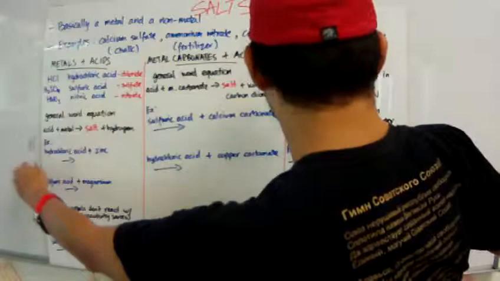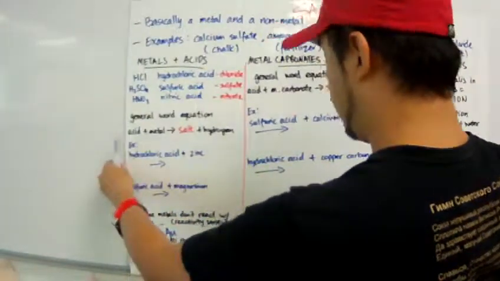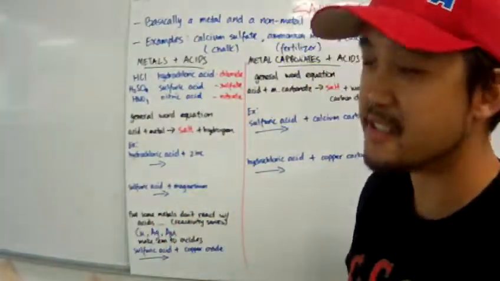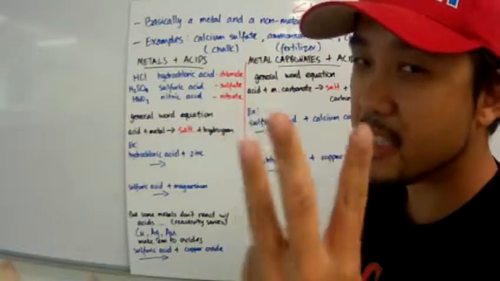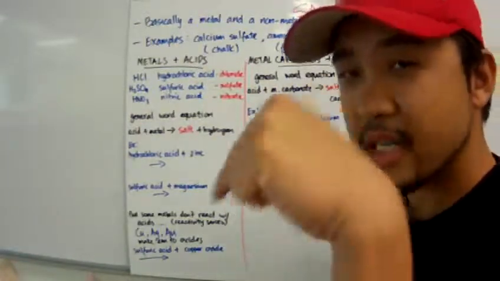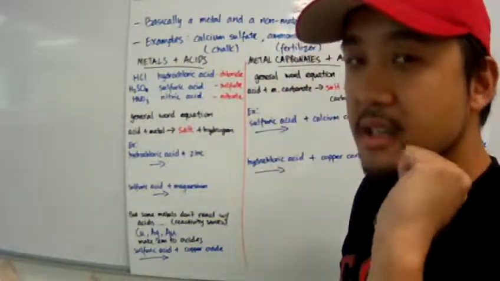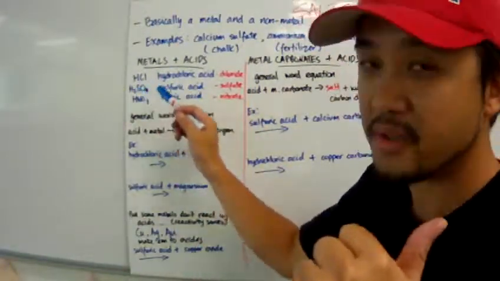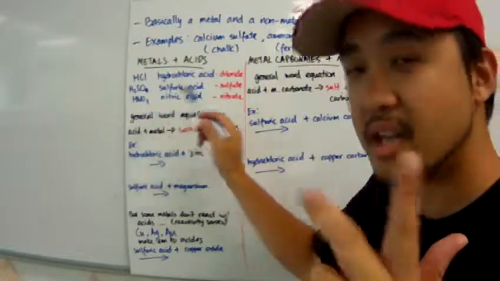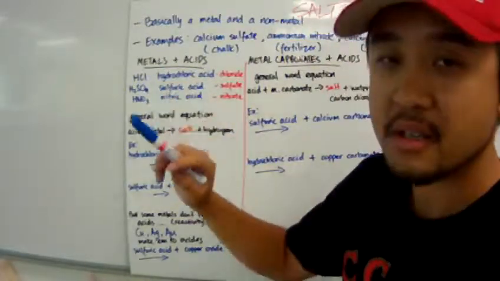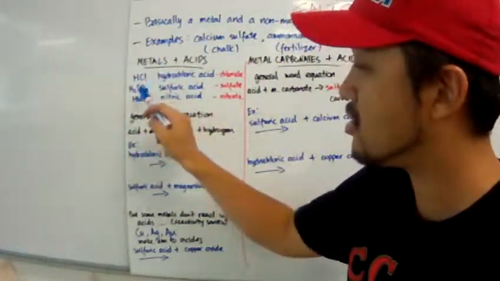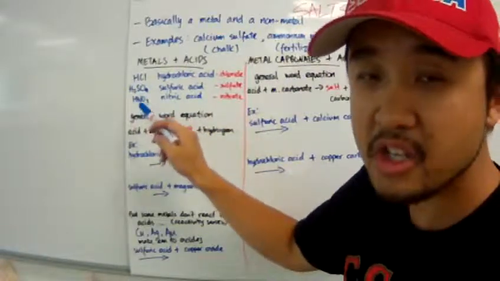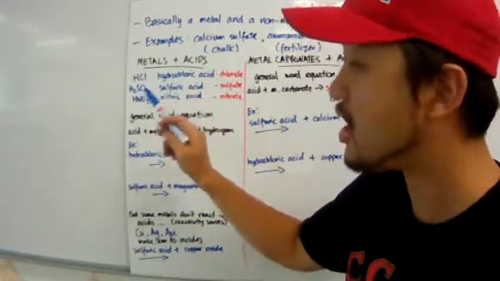All right, here we go. So, acids. Basically, there are three types of acids that you have to know in this class. Hydrochloric acid, sulfuric acid, and nitric acid. The symbols are HCl, H2SO4, and HNO3.